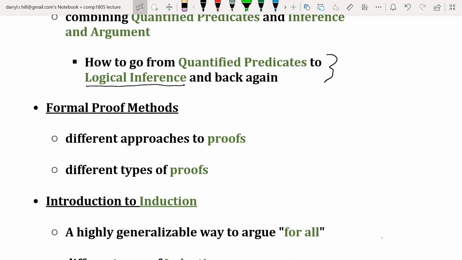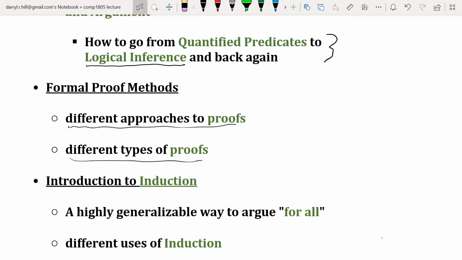And then after that, we're going to start looking at formal proof methods. So in a sense, you know how to do proofs, but this is going to give you more tools for your toolbox. Sometimes straightforward proofs don't work that well, so we have other strategies that we use. So we're going to look at different approaches to proofs, and different types of proofs. And then, depending on how quickly we get through it, we'll look at introduction to induction. So this is a type of proof.